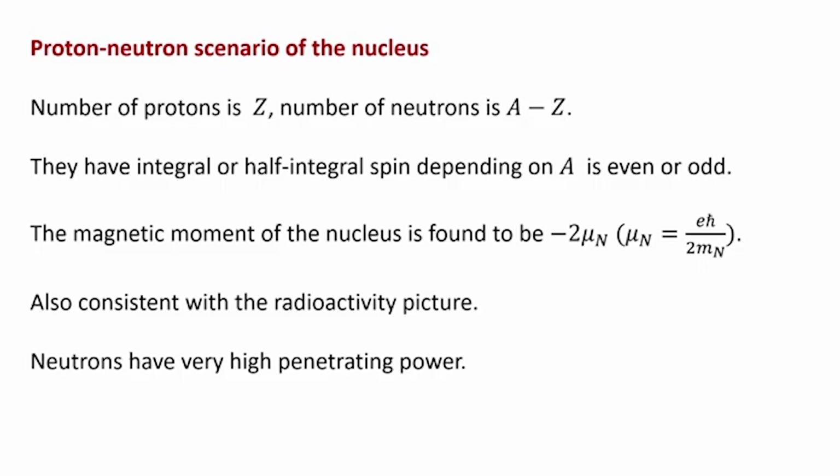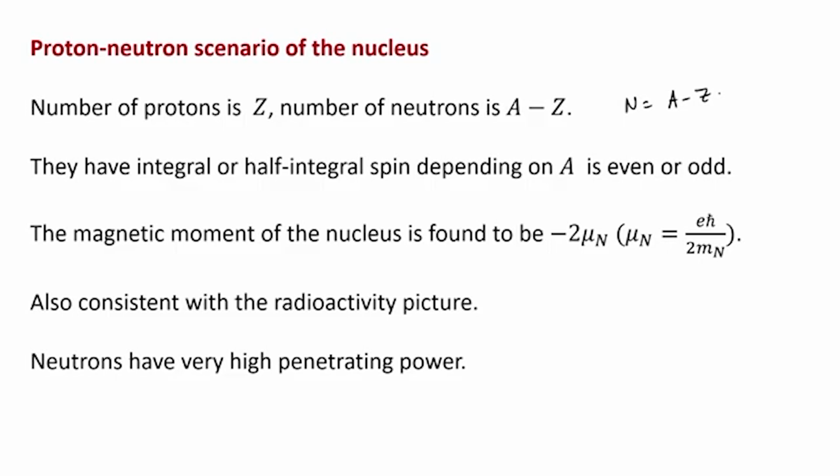So, the number of protons is Z, and the number of neutrons is equal to A minus Z, and you will see that it is written that N is equal to A minus Z. They have integral spin or half integral spin. We are really talking about the angular momentum, depending on whether A is even or A is odd, which means the mass number of these nuclei is even or odd.